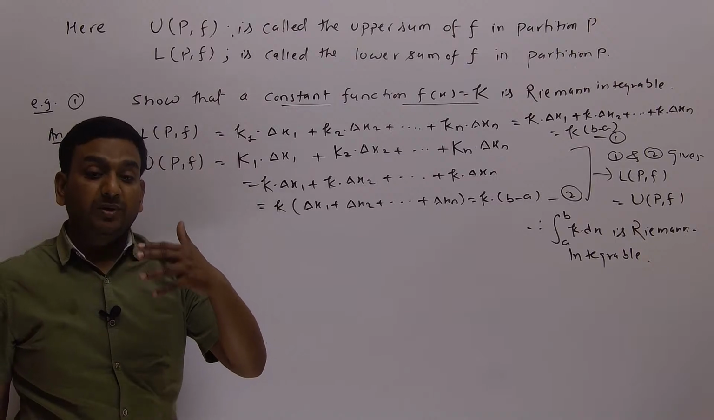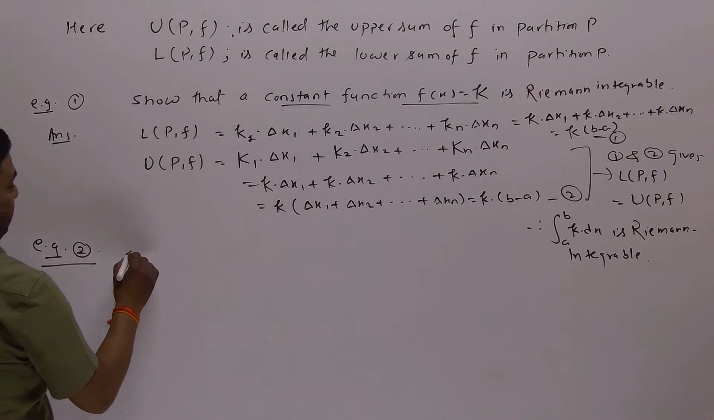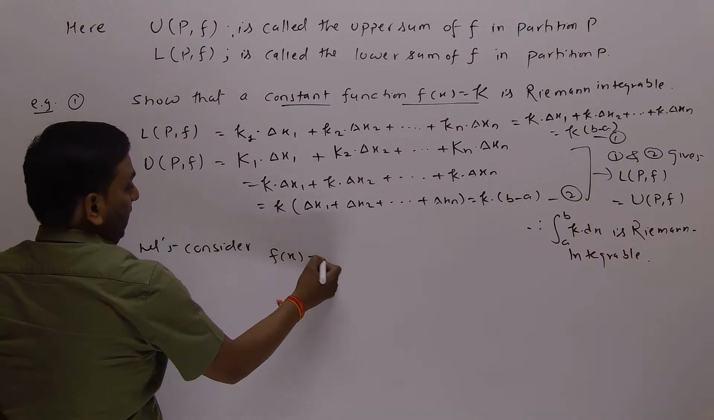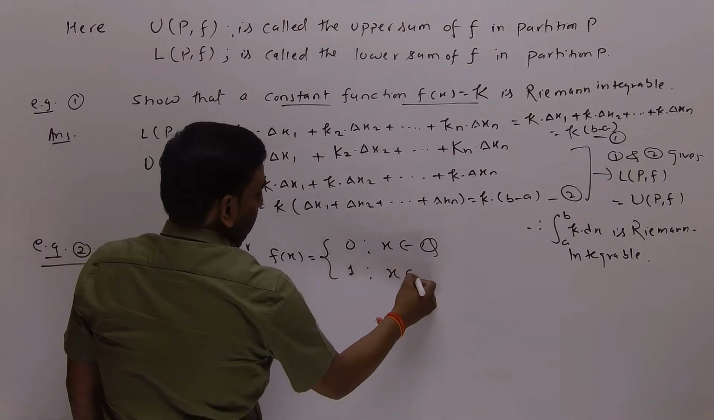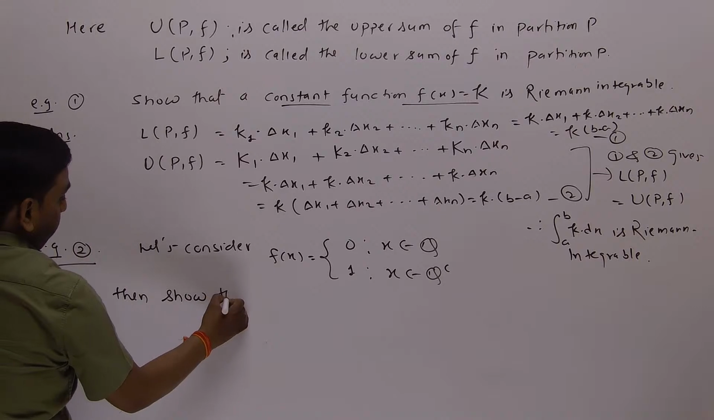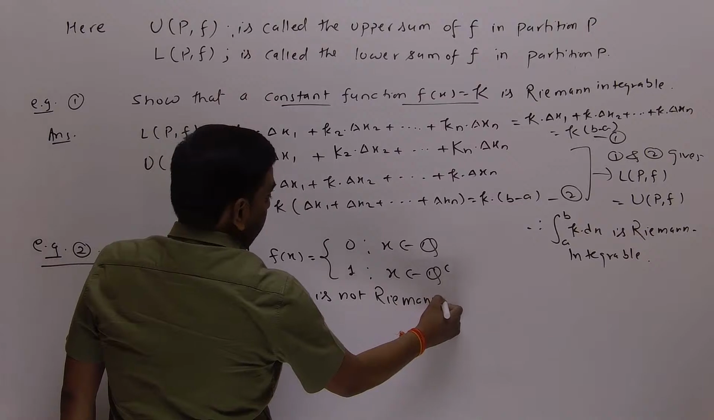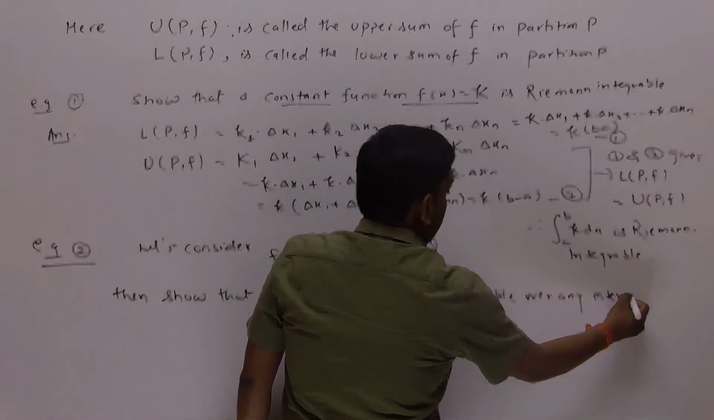Just to have a clearer picture of these things, we can discuss the next example here. For example, let's consider f of x equals 0 when x is a rational number, and let's say it is 1 when x belongs to the irrationals. Then f of x is not Riemann integrable over any interval.